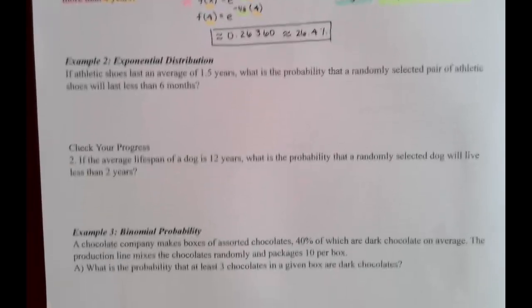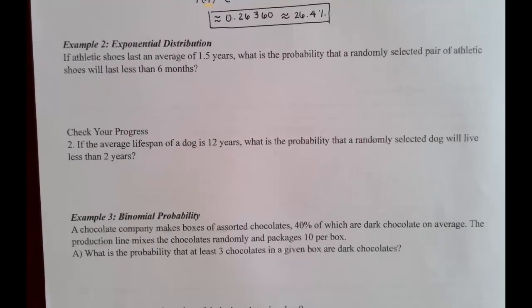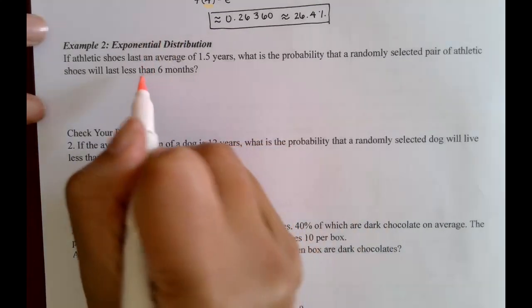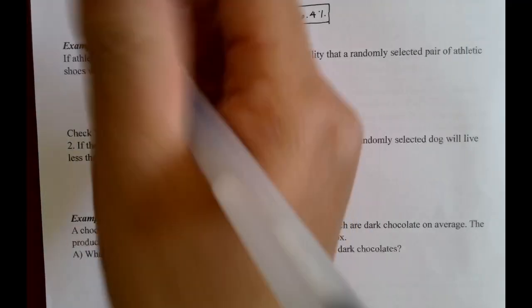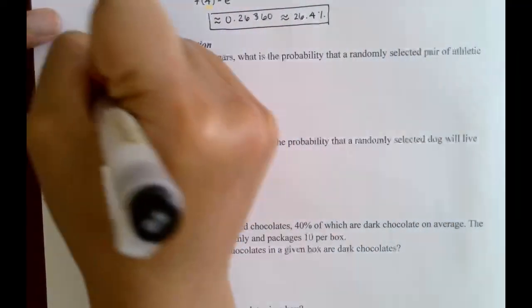Okay, so moving on to example 2. If athletic shoes last an average of 1.5 years, what is the probability that a randomly selected pair of athletic shoes will last less than 6 months? Okay, so here, the keyword says less than, which means I'm going to use this function.